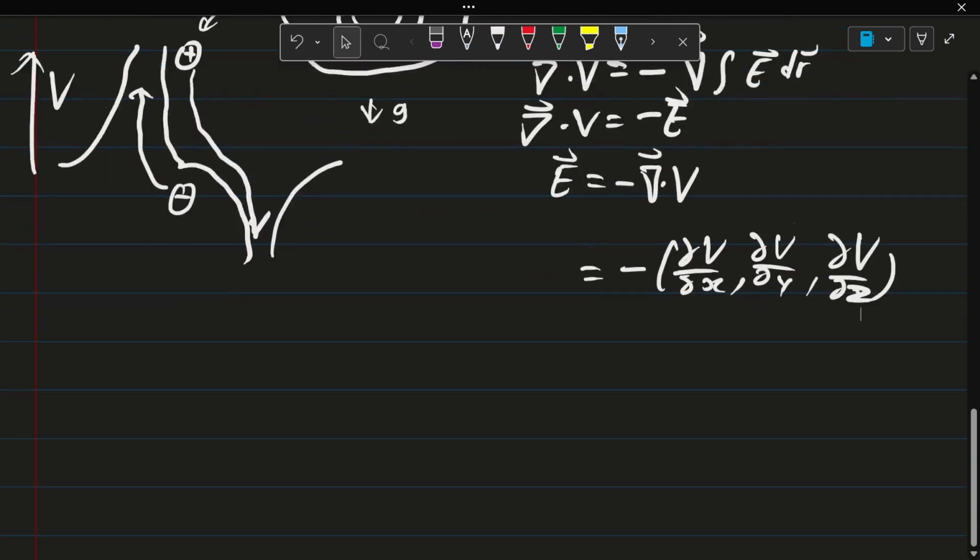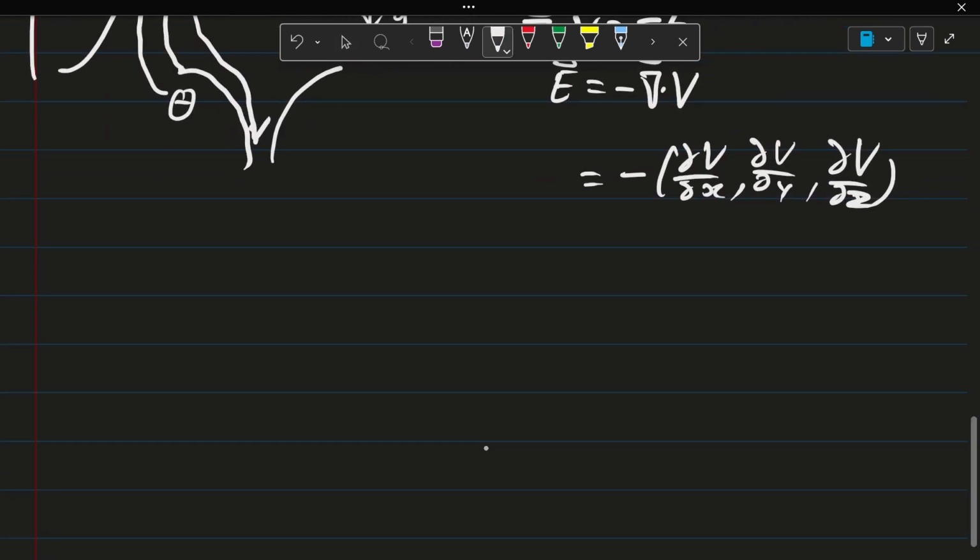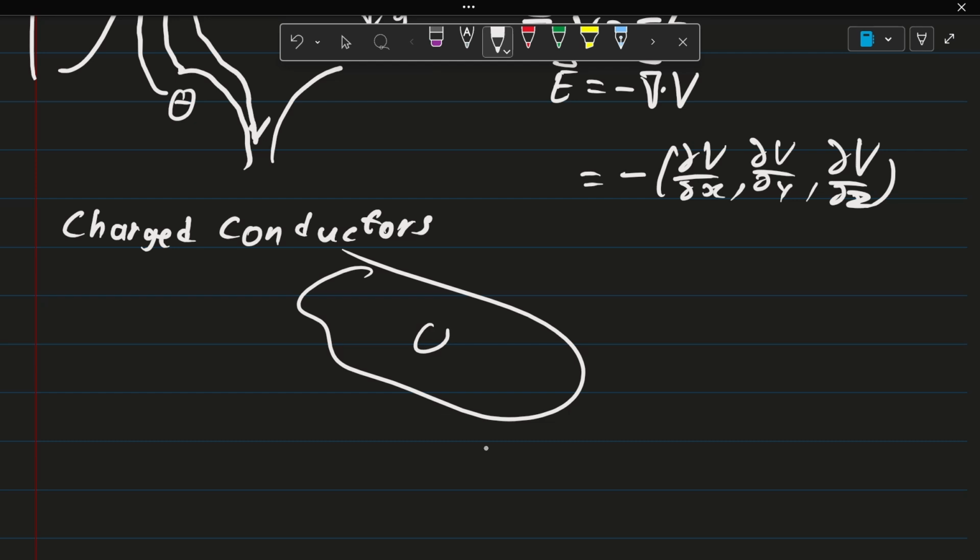Lastly, I want to talk about charged conductors. Last time I already discussed conductors and also charged conductors, in which you figure out that the electric field inside of this object has to be zero. It has to be zero for a conductor. And there would be electric fields at the surface, in which the value is about sigma over 2 epsilon 0.